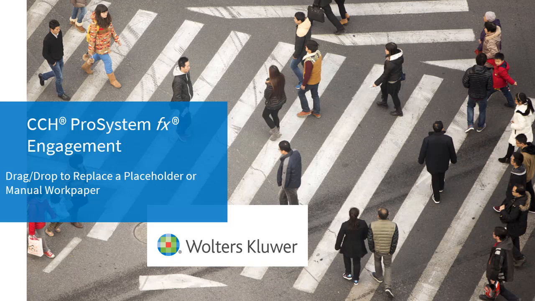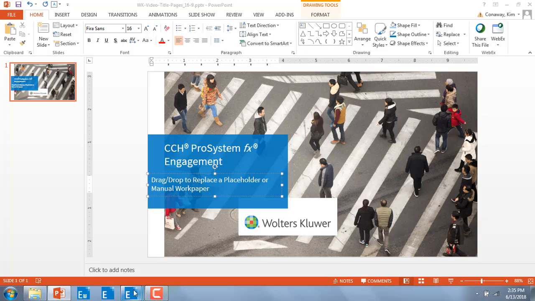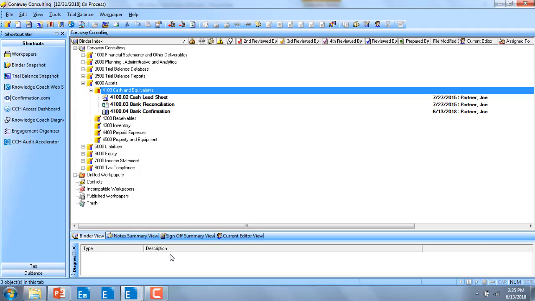In this video, we'll review the new functionality that will allow you to drag and drop a workpaper to replace a placeholder or manual workpaper that exists in your binder. Oftentimes within the engagement binder, we will use placeholders or manual workpapers to represent information that we're still waiting on.